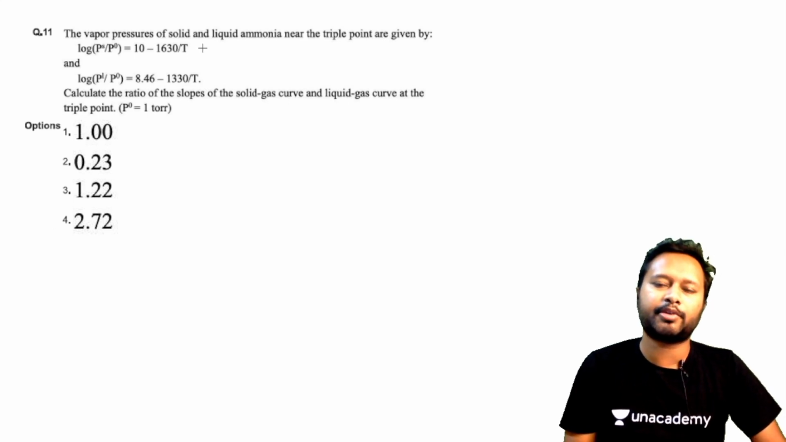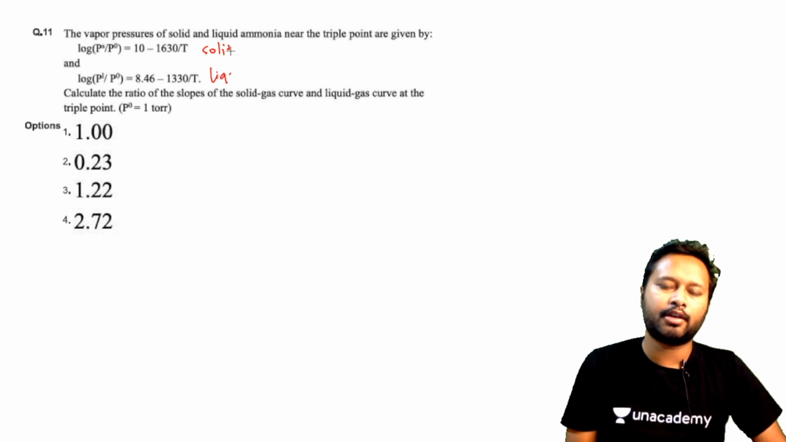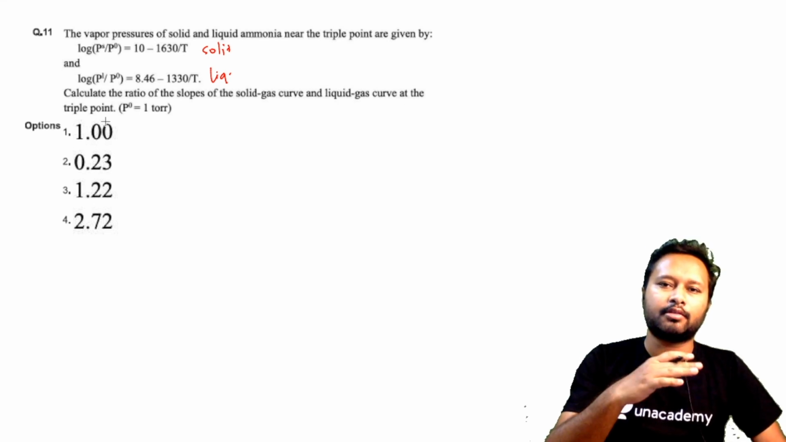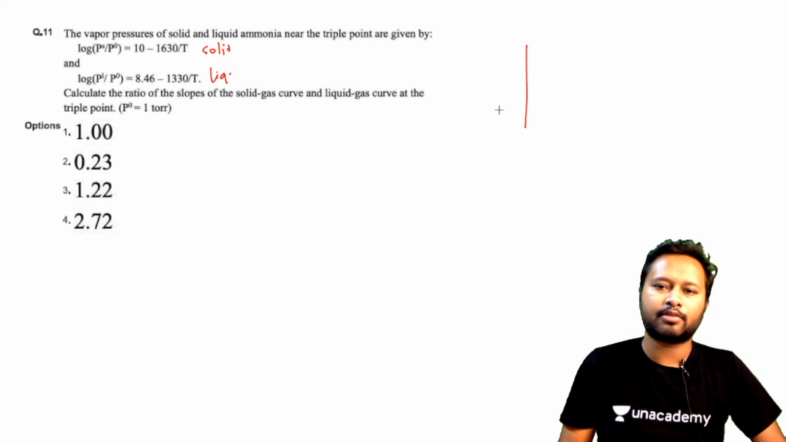It says that the vapor pressure of solid and liquid ammonia near the triple point is given by this equation, and for this, so this is for solid and this is for liquid, right? We are given the 2 equations. Calculate the ratio of slopes of the solid-gas curve and the liquid-gas curve. So basically you have to give the slope value. The graph is plotted between log p by p naught versus 1 upon T.